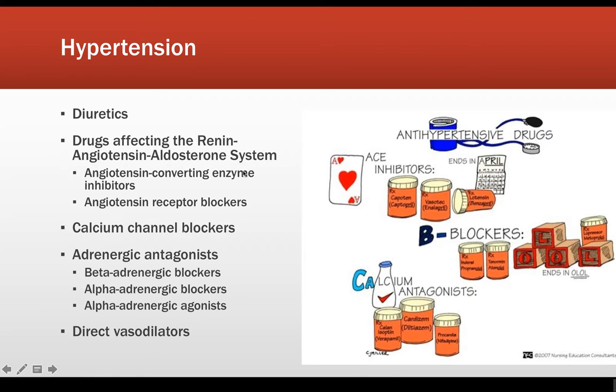Okay, we're going to go over hypertension and we're going to go through the drug classes that are listed here one by one. I'm going to go through and explain them, and I'll give you a little bit of information to definitely look at as you're going through these.